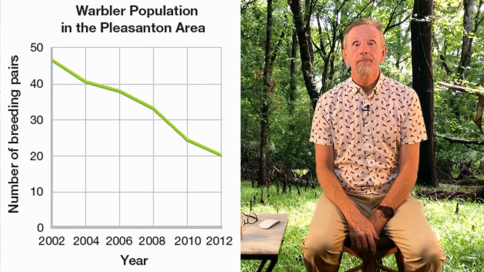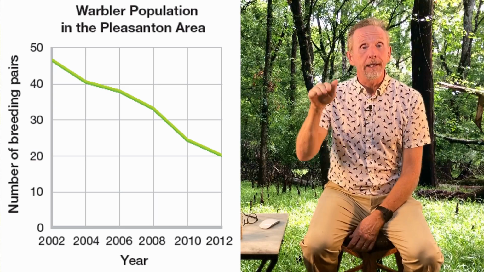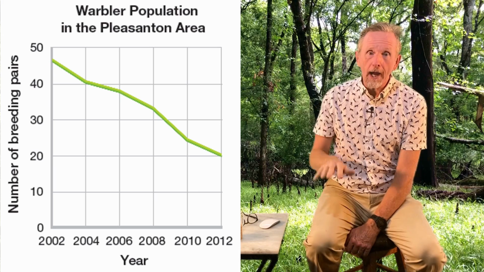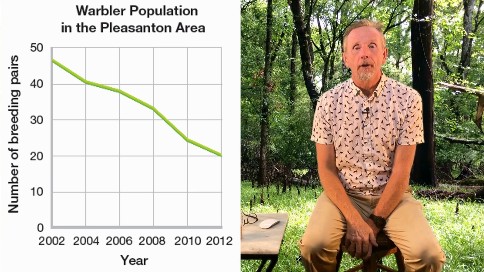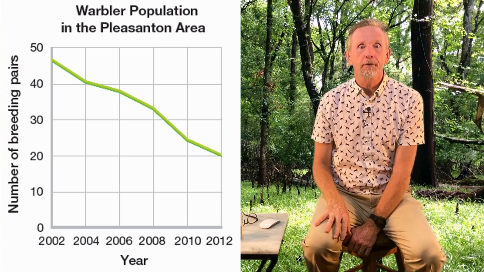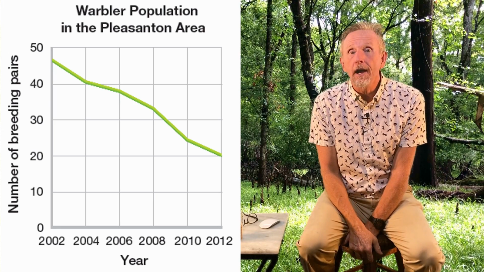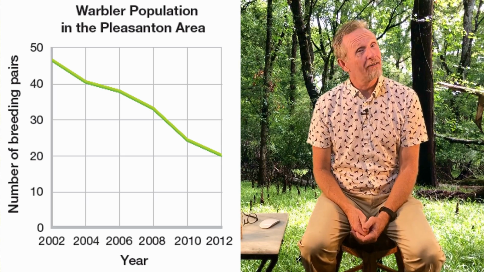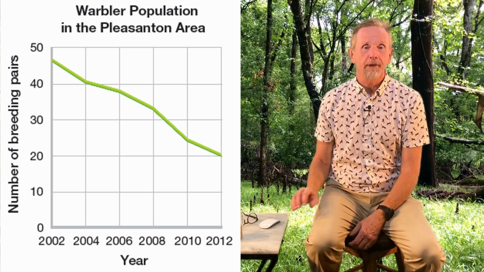And honestly, the arguments on both sides made sense to him, which is usually the case. You go, well, I can see what you're saying and I can see what you're saying, but I have to make a decision. So he went ahead and he gathered some scientific information that included some graphs showing the population decline. And he notices from the graph the population dropping off. From the year 2002 up to the year 2012, we see a very steep decline of breeding pairs. It's getting down to 20. That's not very many breeding pairs of warblers in the area.